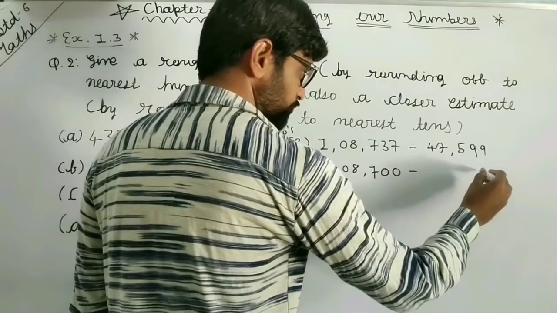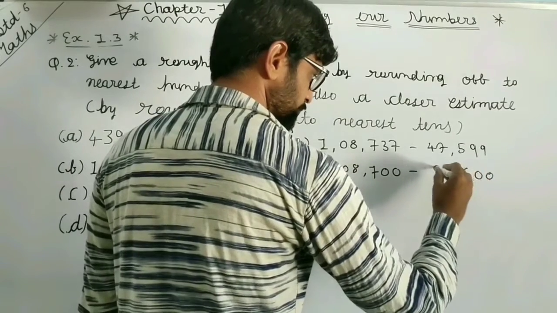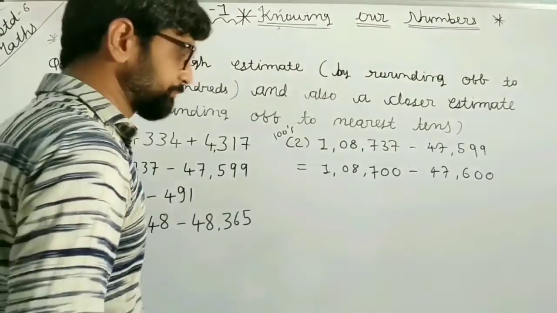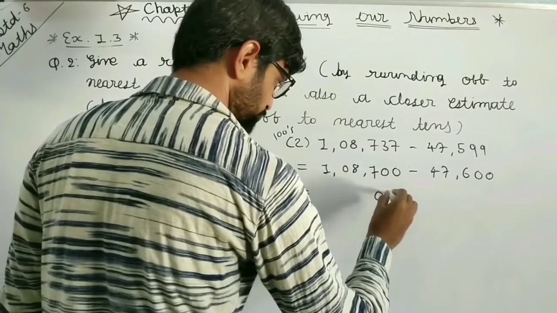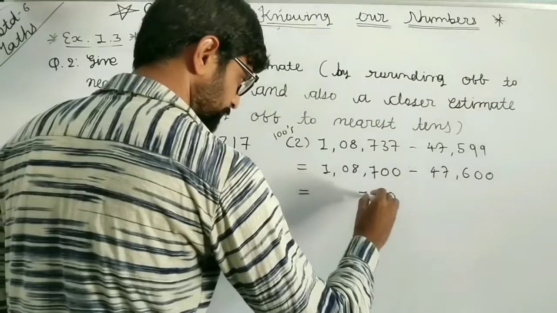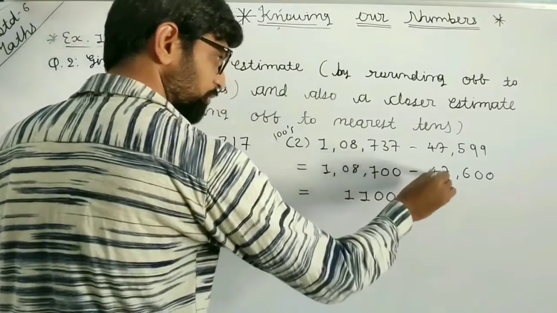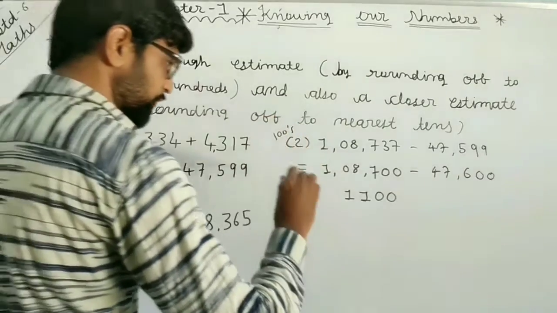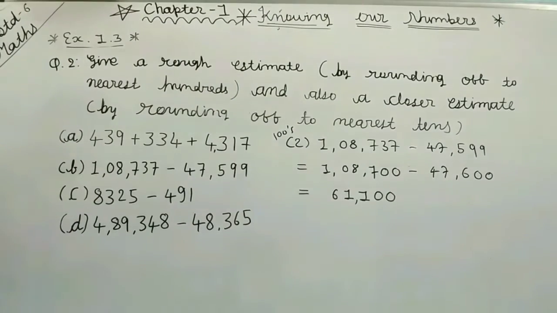Subtract 2 zeros. What is after 5? 9. 9 is more than 5. So add 1. 47 remains the same. Now subtract the number. Let's do it. 0. Here 2 0 is remaining as it is. 7 minus 6, 1. 8 minus 7 also 1. 0 minus 4 not possible. Then borrow, 10 minus 4 means 6. Here our answer will be 61,100 as per the rounding of 100.